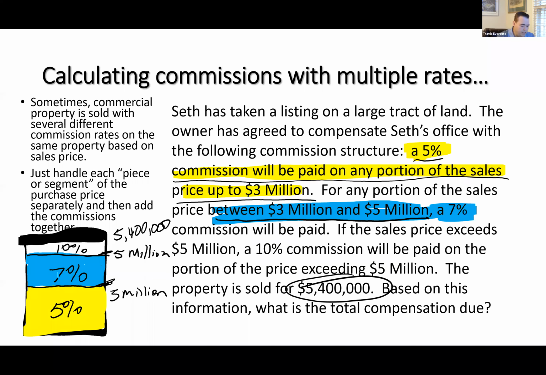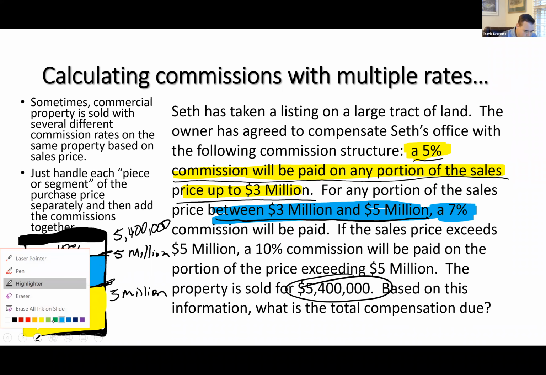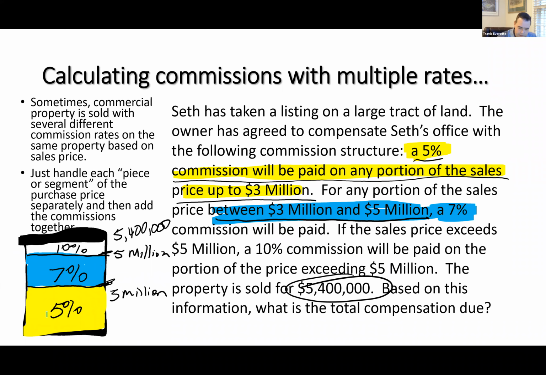And then it tells us we got this almost like bonus at the top. If the sales price exceeds 5 million, which it does, I told us down here, 5.4, a 10% commission will be paid on the portion of the price exceeding 5 million. So not on the whole thing. It would be nice if we got 10% on the whole thing. And trust me, that's going to be one of the gotcha answers that they try to give you on the test. We're not getting 10% on the whole transaction. We're just getting 10% on the amount that exceeds 5 million.